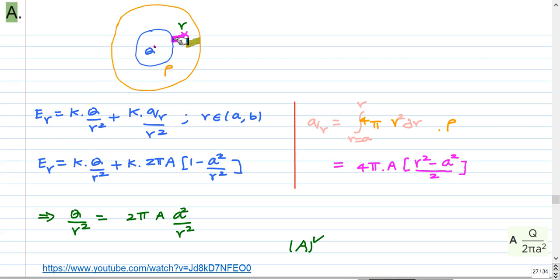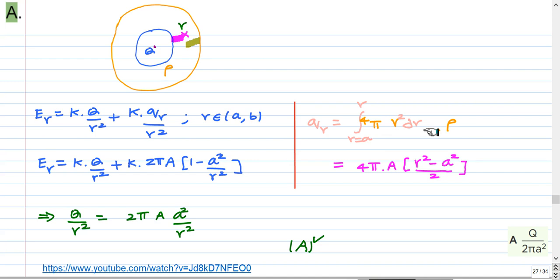So the electric field at point R, which is in between these two spherical surfaces, due to this point charge, is K into Q by R square, where K is 1 by 4 pi epsilon naught, plus K into Q_R by R square, where Q_R is the amount of charge present between this inner spherical surface and this point R. So to find Q_R, you have to integrate the amount of charge present between this and this R. That will be the integral of 4 pi R square dR, the area of an elemental spherical shell, into density. This has to be integrated from R equal to A to R equal to R.